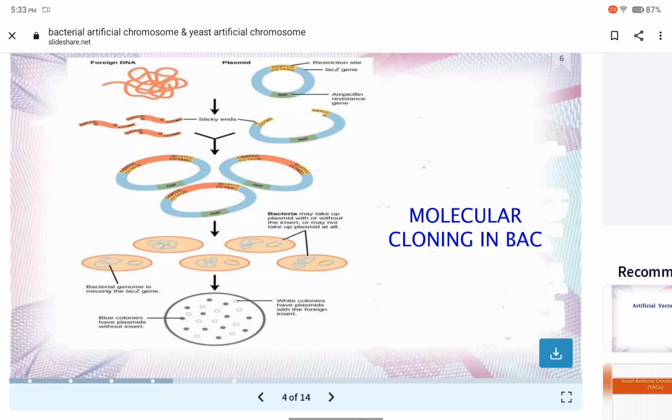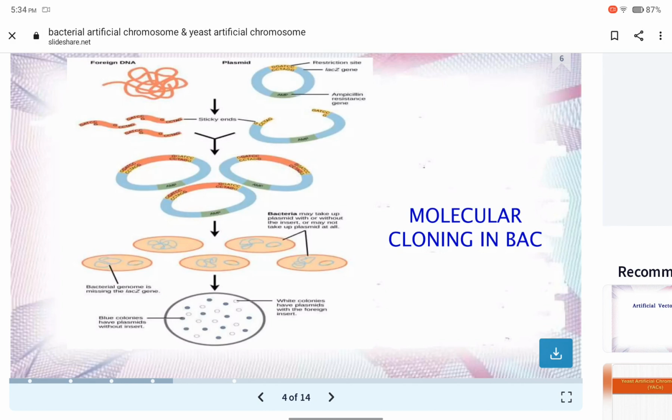And you can see in this second one, the bacterial genome is missing the lacZ gene. It doesn't contain the lacZ gene, so when we insert the plasmid, then it contains the lacZ gene. In the third one, you can see the cell may take up the plasmid with or without the insert.